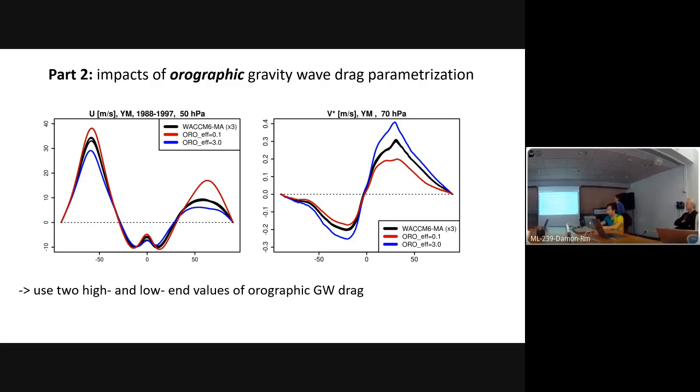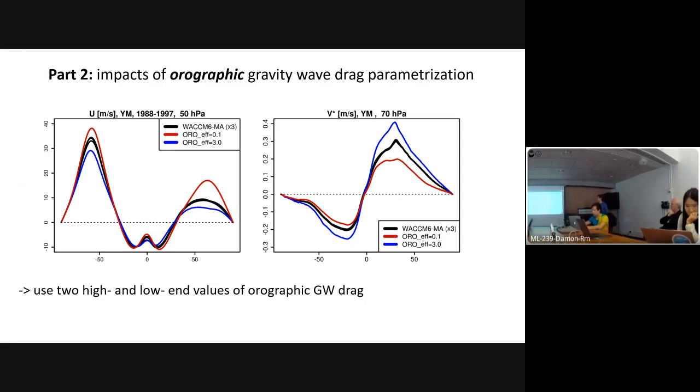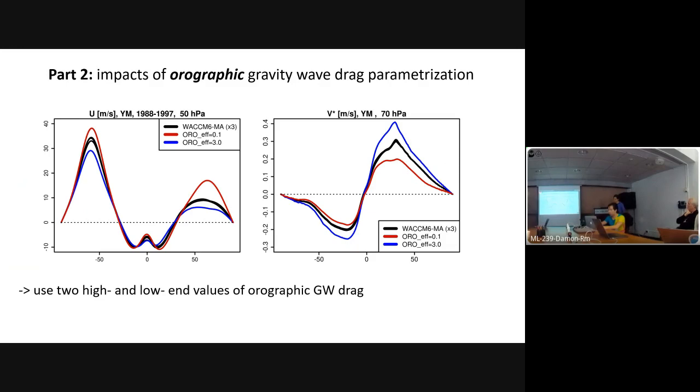On the left is the zonal wind again at 50 hectopascal. On the right is the corresponding changes in the meridional component of residual circulation. So in red, we've got the case with low orographic gravity wave drag and therefore stronger polar vortices, and this corresponds to a decelerated shallow branch of the Brewer-Dobson circulation. And in blue, we've got the case with high orographic gravity wave drag and weaker polar vortices and stronger Brewer-Dobson circulation in the lowest stratosphere.